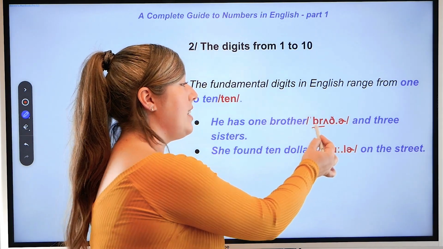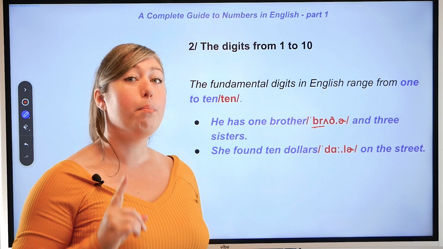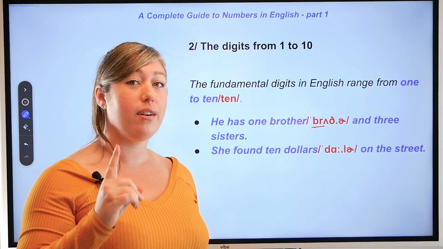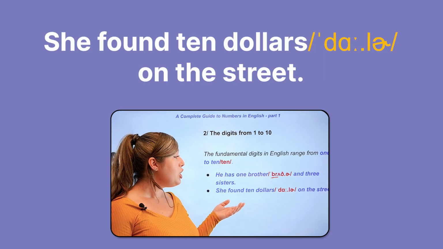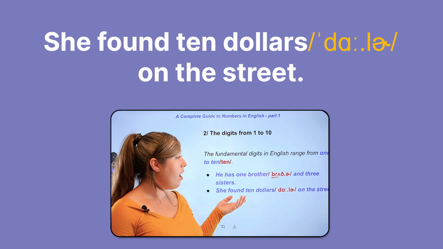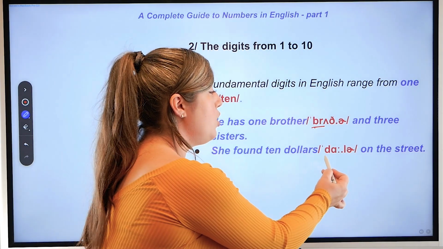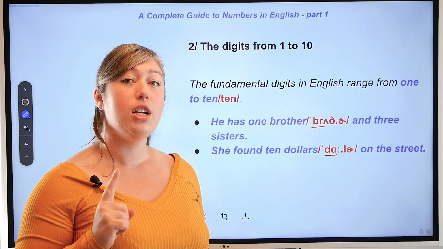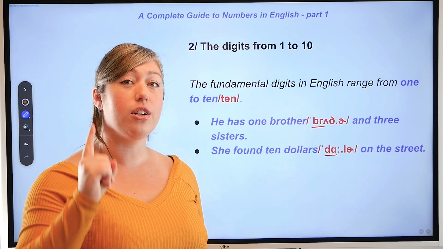Don't forget to emphasize the first syllable in brother, brother. Or, for example, she found $10 on the street. We put stress on the first syllable in dollars, dollars.